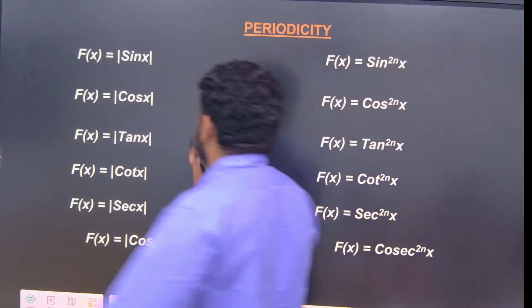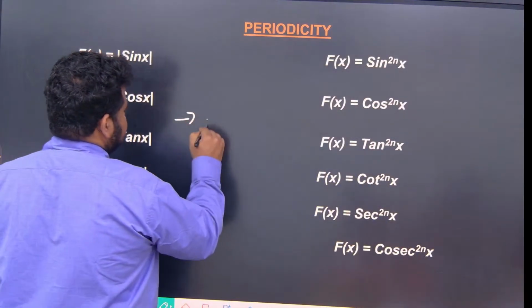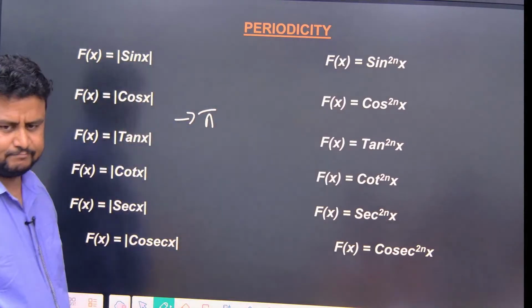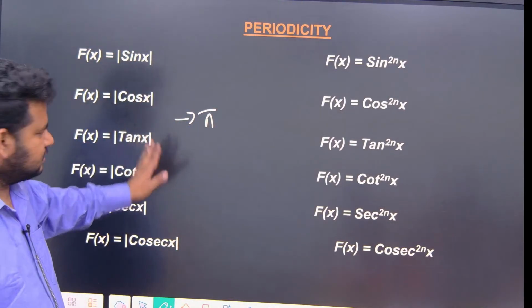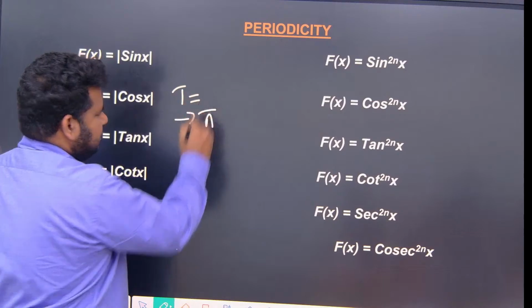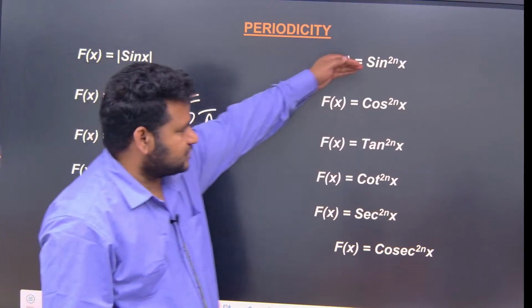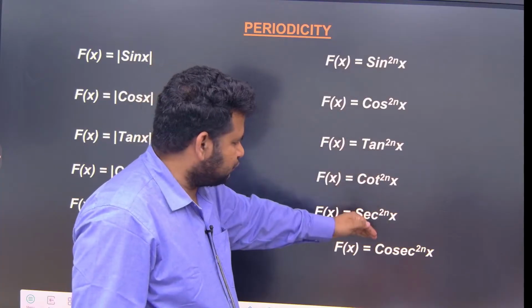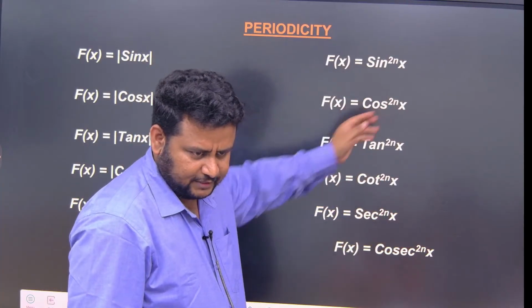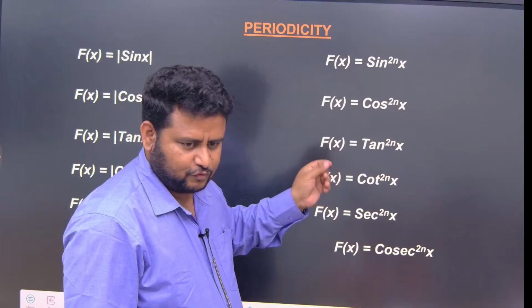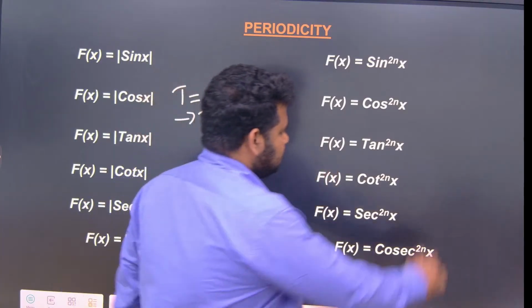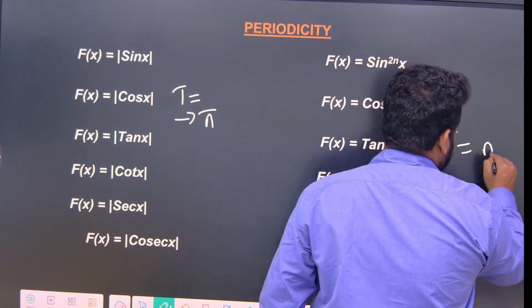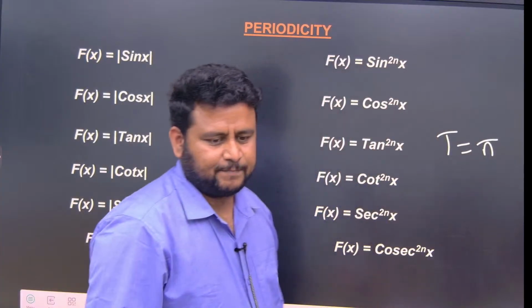Please make a note. When it is modulus functions, it is always pi. For anything, the value of period T is pi. When it is even power, to the power of 2n, sine square, sine power 4, cos square, all these things, the period T is pi.